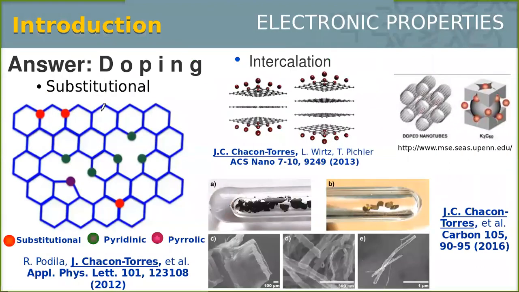So how can we change these electronic properties of all these different materials? Well, the answer is by doping. We could have substitutional doping by adding nitrogen atoms in the lattice of these carbon allotropes in a substitutional way, as you can see here. We can add them in a pyridinic way. We can add them in a pyrrolic way here. And then we can start changing the structure of the material per se.